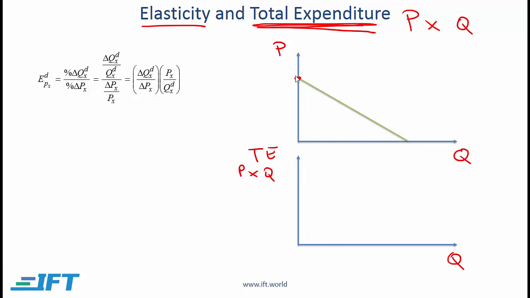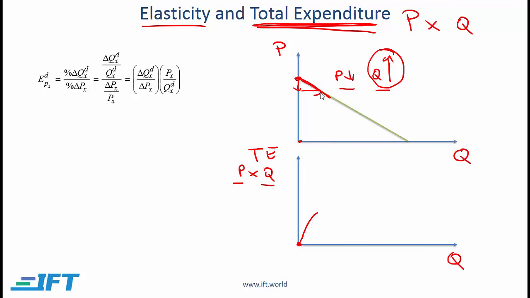Now at this point we have a very high price and quantity is 0. So what is the total expenditure? It is 0 times some high number, which is 0. But as we move down the demand curve, what's happening to price? Price is coming down and quantity is increasing. So price down, quantity is up. In percentage terms, this is going to dominate. So what's the overall impact on total expenditure? If the price is coming down by a small amount and quantity is going up by a large amount, the total expenditure is obviously increasing. So we are going to move like this.